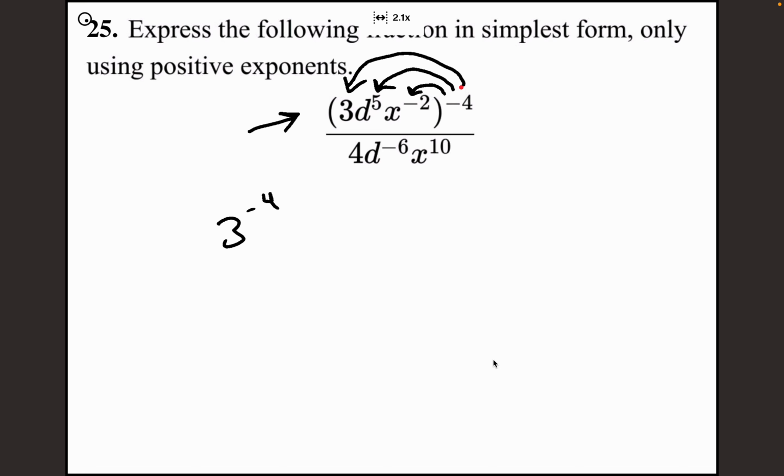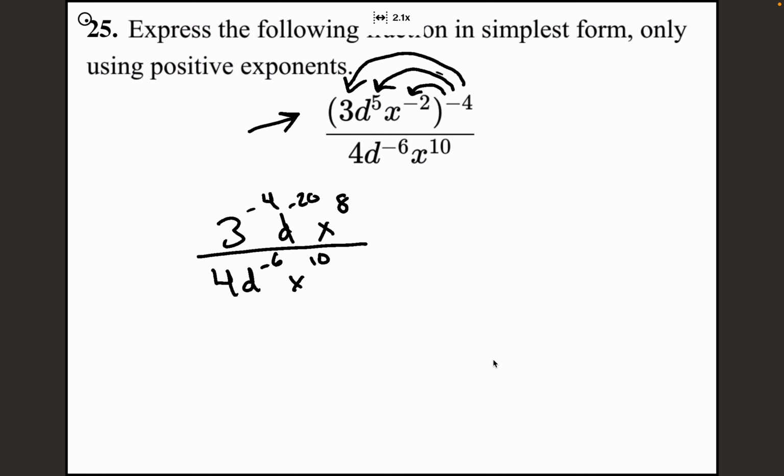Then I'm going to multiply my -4 times 5. That's going to be -20, so I have d to the -20. And then I'm going to do my -4 times -2, and that is going to give me a positive 8. So 8x to the 8th power. And that is all going to be over 4d to the -6, x to the 10th.